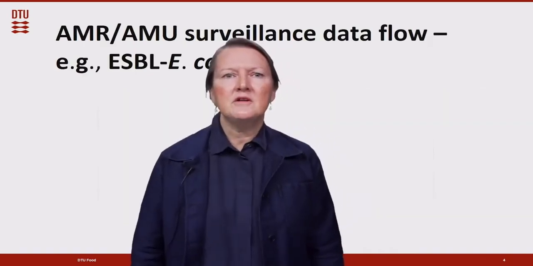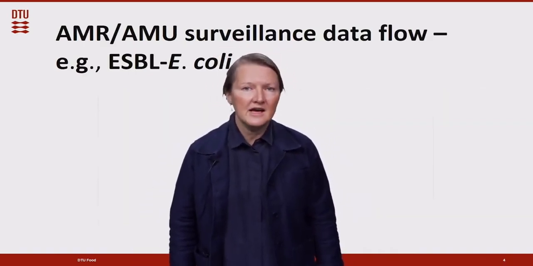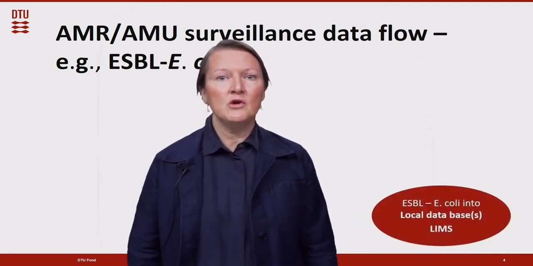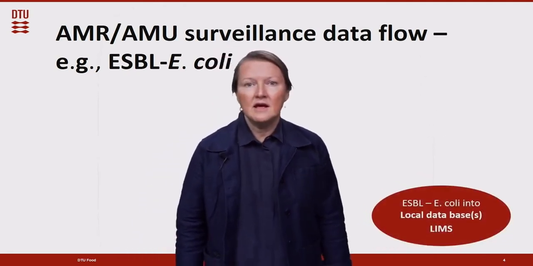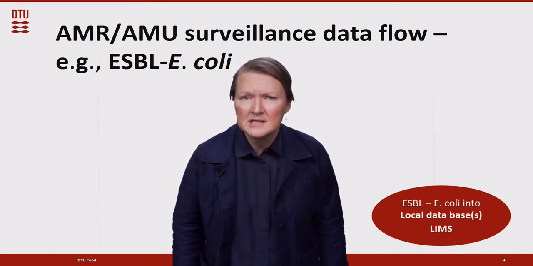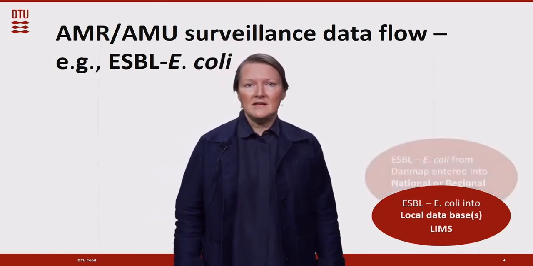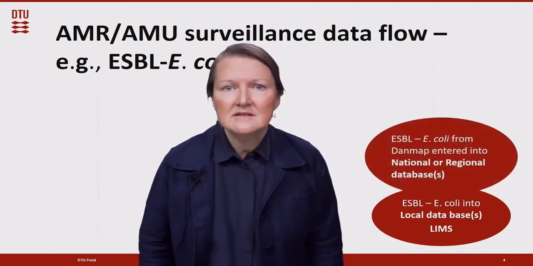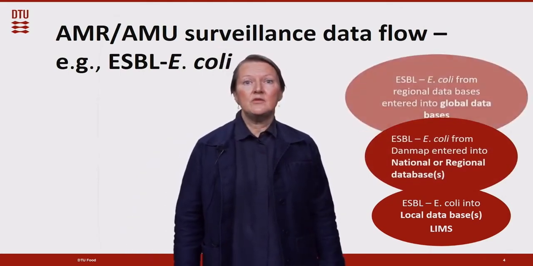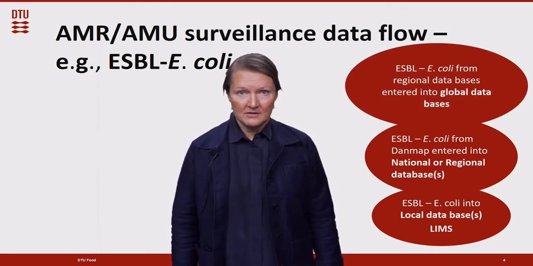Let's look at the typical data flow in an AMR/AMU surveillance system, using resistant E. coli as an example. You first start to add your resistant E. coli into a local database. That could be a lab journal book where you add it manually, or it could be a spreadsheet on your computer, or it could be a laboratory information system. From that, it would be good if you shared it in a national database or in a regional database, and it would be very good to share it in the global database with the whole world.